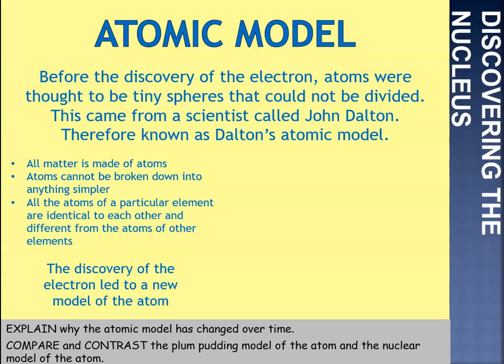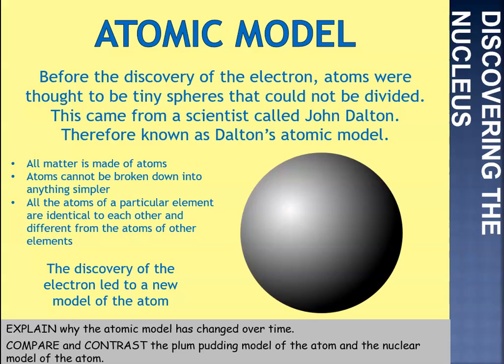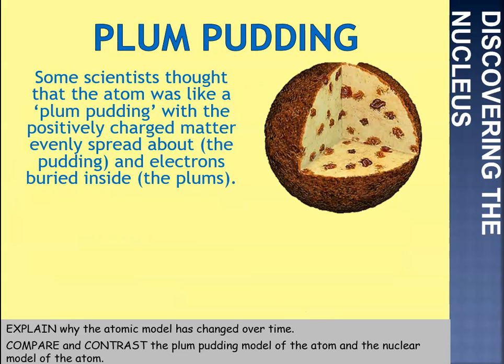Now, the discovery of the electron had to lead us to a new model. Again, tiny spheres that couldn't be divided. This electron threw a bit of a spanner in the works there. That's what Dalton thought, so they came up with a new theory, and this new theory was called the plum pudding theory. Now, the scientists thought that the atom was like what's called a plum pudding, as you can see on the picture there. What we thought was the cake itself, the dough of the cake, was positively charged matter, so the mass of it was positively charged, and evenly spread throughout that positively charged dough were electrons that were buried inside. So the pudding itself was the positively charged matter, and the electrons are the plums you can see just dotted through there.